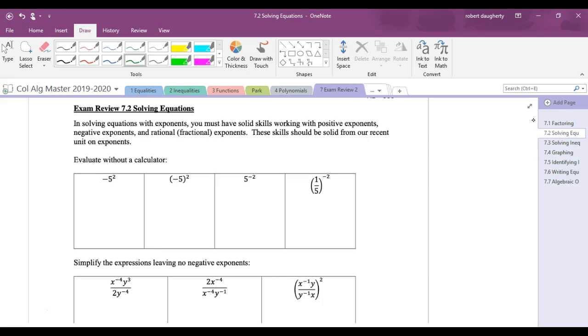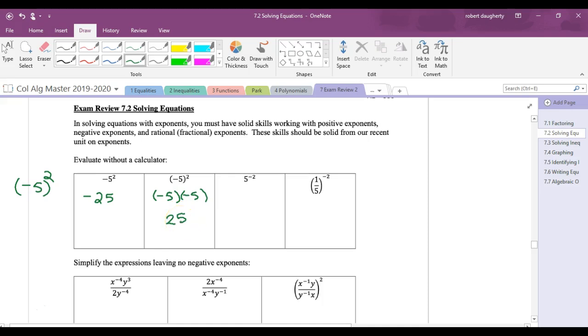Evaluate this without a calculator. Negative 5 squared. The only thing being squared is the 5, not the negative. So don't interpret this as this; you're adding something to the problem. This is a negative number, so this is negative 25. The next one, what's being squared is the negative 5. This is negative 5 times negative 5. This number is positive 25.